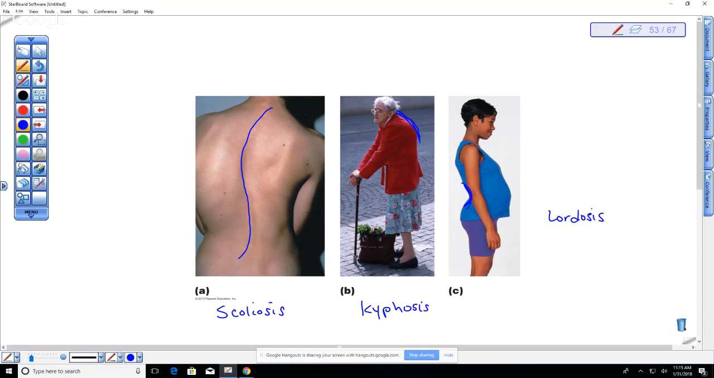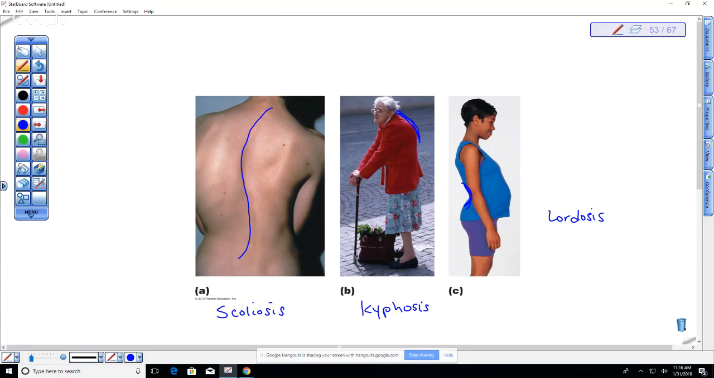I mentioned before that kyphosis could be due to compression fractures in their vertebrae that make the vertebrae compress down and stick out more like that. Scoliosis is generally something you're born with, although you can get minor types of scoliosis if you always carry your heavy backpack on one side, but not this much. So it's genetic and a birth defect.